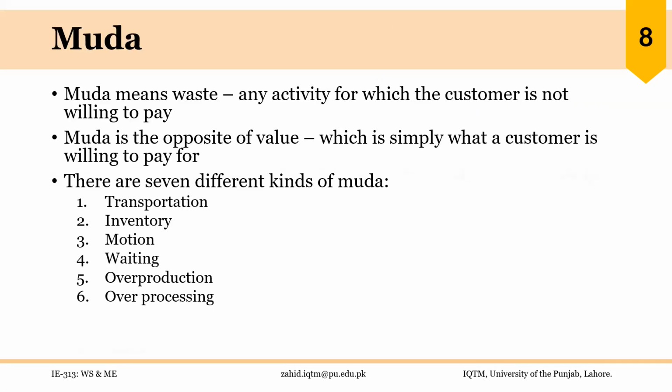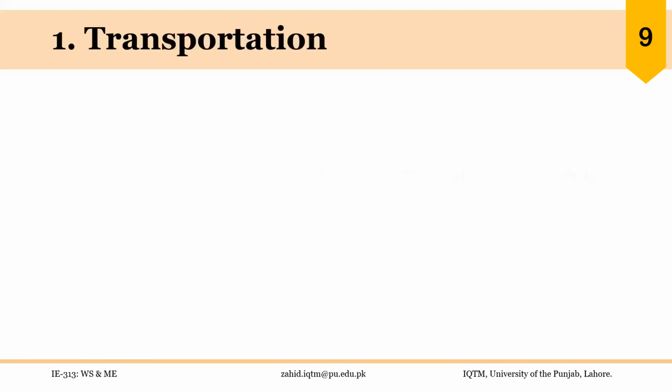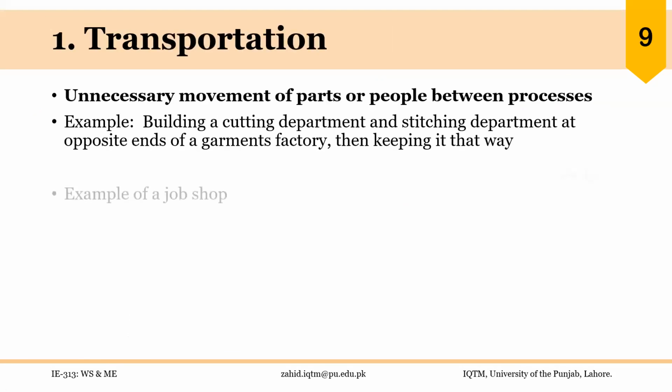So muda means waste, any activity for which the customer is not willing to pay for. Muda is just the opposite of value, which is simply what a customer is willing to pay for. There are seven different kinds of muda: transportation, inventory, motion, waiting, overproduction, overprocessing, and defect, and we will discuss each one of these very quickly.